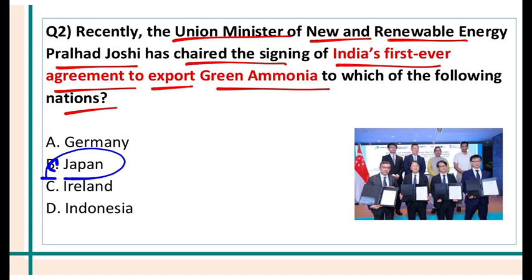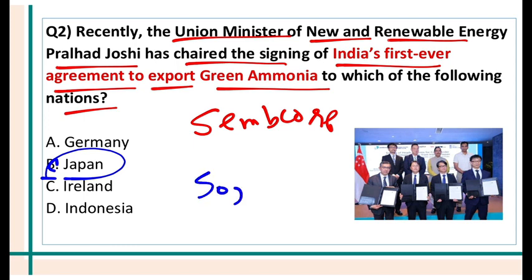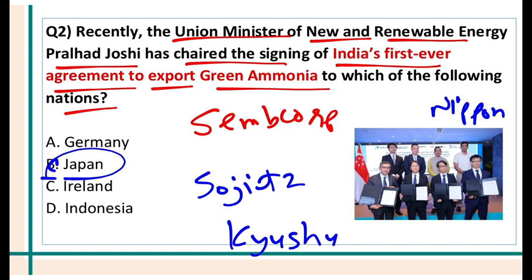So it is not that only Indian companies will be manufacturing it and then exporting to Japan. Even Japanese companies in India will manufacture it, and whatever is manufactured will be shipped to Japan. There are a lot of companies, for example, Samcorp, which is based in Singapore. Similarly, there is a company called Sojitz, based in Tokyo. There is a company called Kyushu, again in Japan, in Fukuoka. Then there is another Japanese company based in Tokyo called Nippon. All of these have signed agreements with India, and green ammonia from India will be sent to Japan. This is the first of its kind collaboration between the two countries. So India is becoming a global green energy powerhouse. Is that clear?